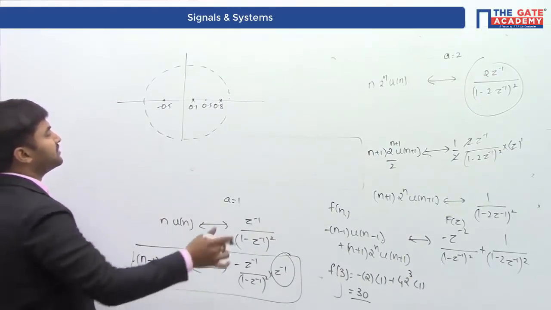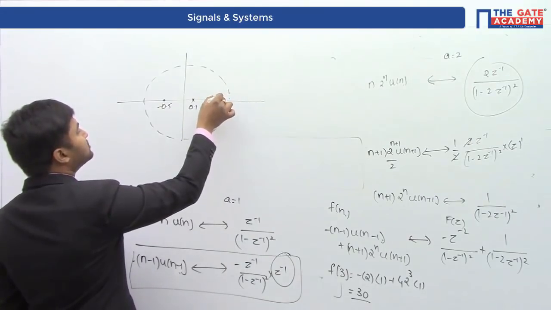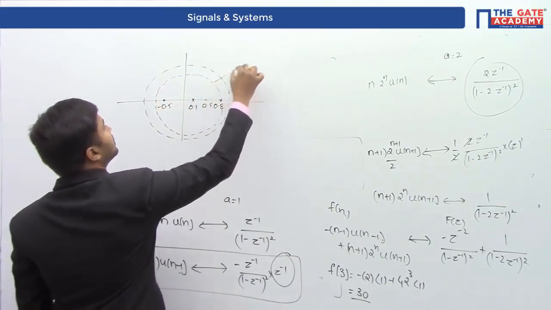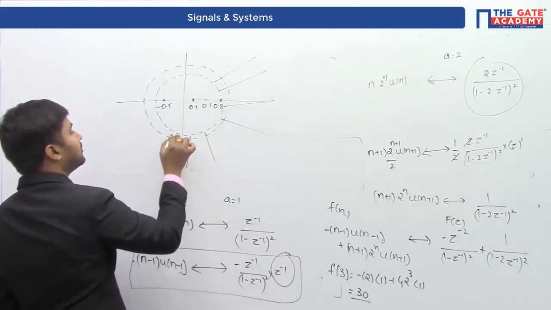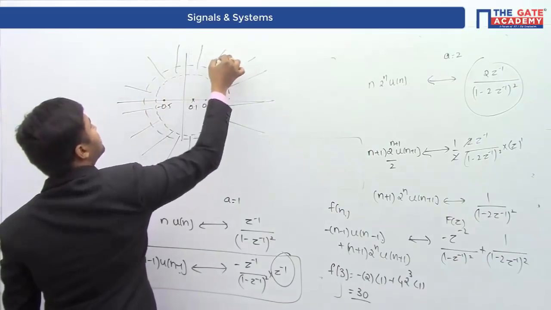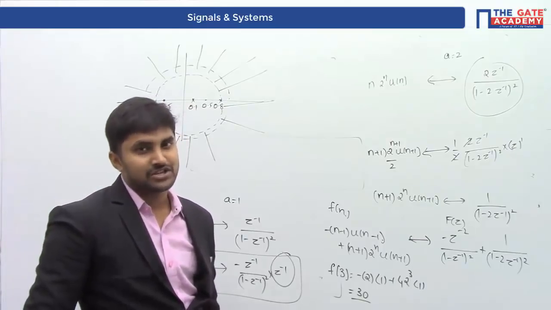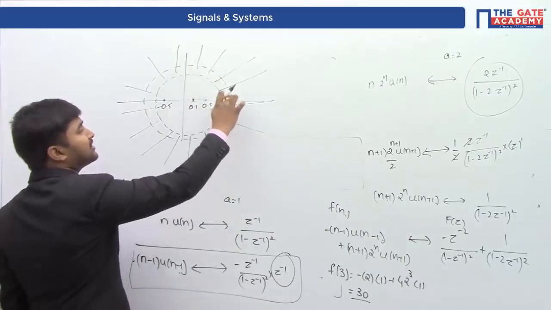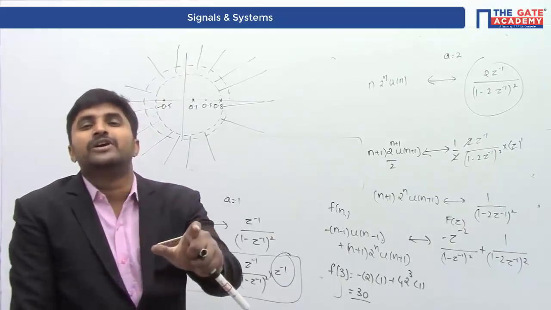If I know that the system is causal, you can see that there are two poles, and since I want causal, it means that the ROC is bounded by the outermost pole. So because of causality, the ROC is going to be outwards in nature. Whenever it is causal, the ROC is outwards, and whenever it is outwards, if it covers the unit circle, then automatically it's going to be stable.